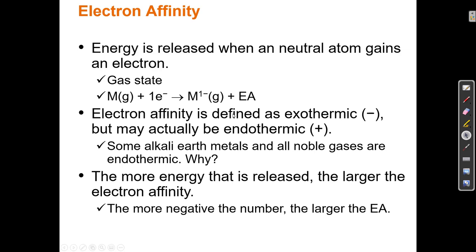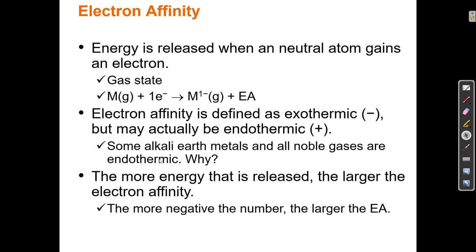So electron affinity is defined as exothermic. But in some cases, it might actually be endothermic. Some alkaline earth metals and all noble gases are endothermic when we're talking about adding an electron to them. And why do you think that might be? Well, for the same exact reason we were just talking about. A noble gas has a full shell. If I add an electron to it, I'm breaking its full shell and making another shell that's not full. That takes energy. That's taking it from a very stable situation to one that's not so stable. Alkaline earth metals have two electrons in their s orbital, so they have a completely filled subshell. If I add an electron to a completely filled subshell, that's also taking a particularly stable situation and creating one that's not as stable. So that takes energy as well.